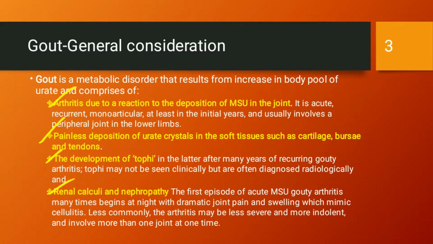So the first episode of acute MSU gouty arthritis many times begins at night with dramatic joint pain and swelling which mimic cellulitis. Less commonly the arthritis may be less severe and more indolent, and involve more than one joint at one time. Okay, so what is said over here is that at night there is dramatic joint pain. In daytime it is less likely that the person suffering from gouty arthritis will have the pain, but at night the pain will be severe. Also at the joints there will be swelling, and the swelling which occurs at the joint will look like that of cellulitis.